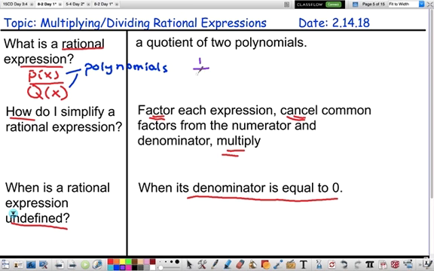Here are some symbolic expressions of what a rational expression is. 1 over x is a rational expression. Polynomial. 1 is a polynomial. x is a polynomial. Somebody make up one more for me. Make up a rational expression.